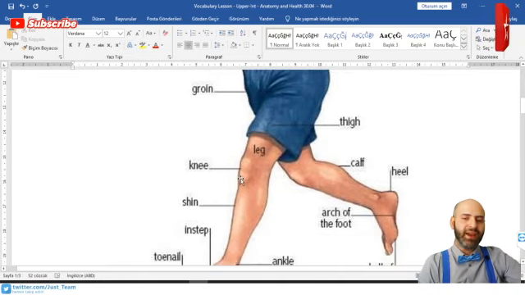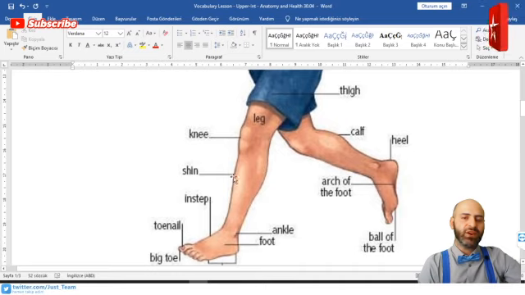The front side under the knee is called shin, okay? And the back side is called calf. Do you see here? This is calf.